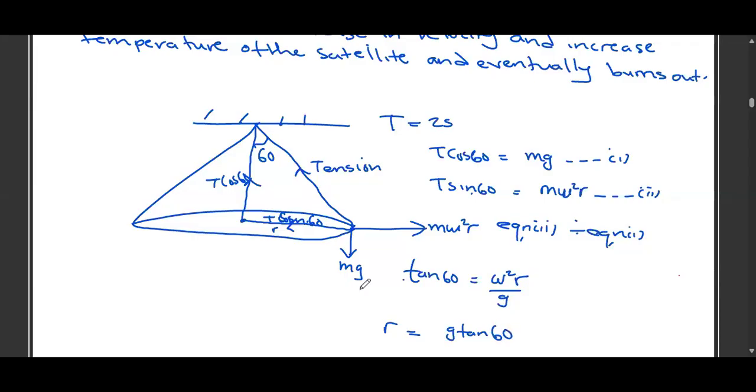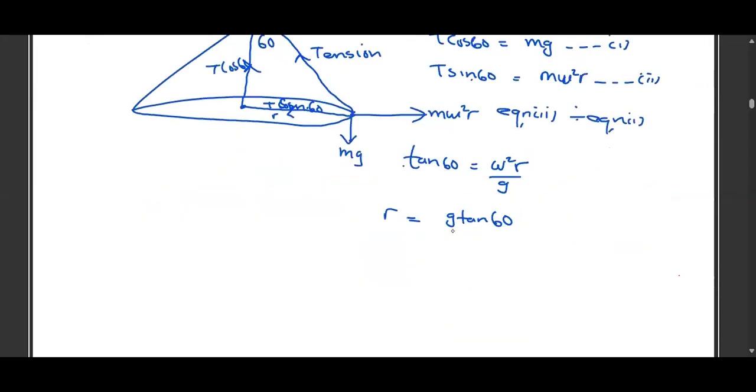all of it divided by omega squared. But remember that our omega is given by 2 pi divided by T. So our omega is going to equal, our T has been given as 2, which will be 2 pi divided by 2, which will give us pi radians per second.